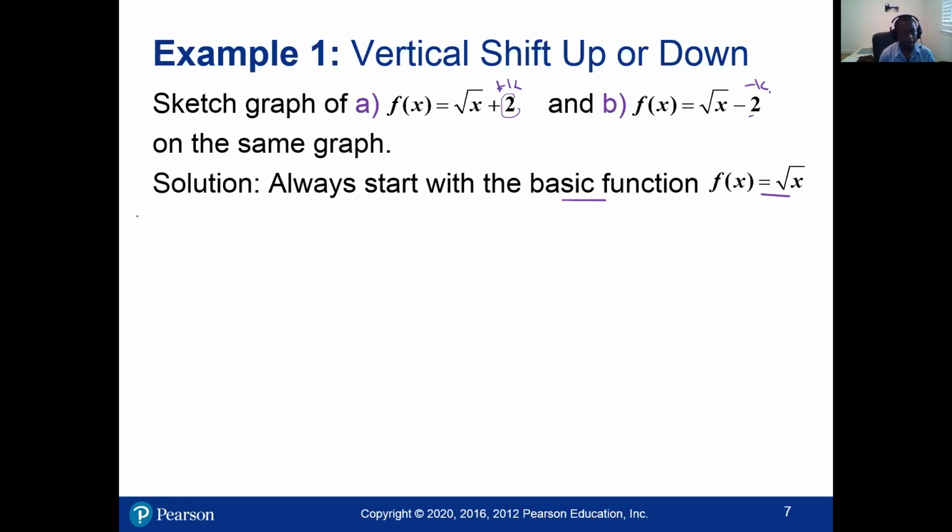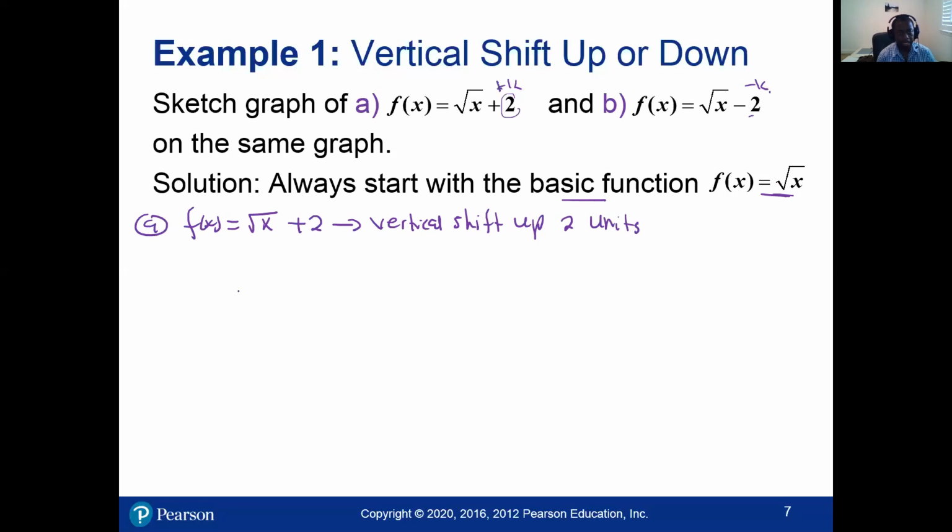So first, for part A, we are given that f of x is equal to the square root of x plus 2. Now because it's plus 2, this is a vertical shift. How many units? It goes up 2 units. So for part A, we draw the function square root of x, and then we move it upward 2 units.